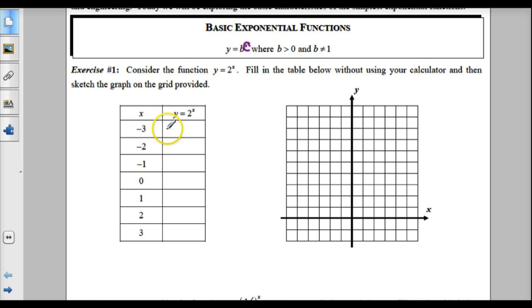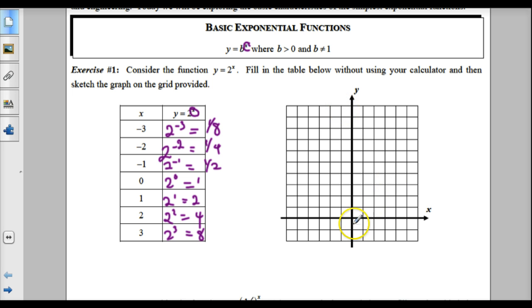So this first one is 2 to the negative 3, which is 1 over 8. This becomes 2 to the negative 2, which is 1 over 4. 2 to the negative 1 is a half. Then we have 2 to the 0, which is 1. 2 to the first is 2. 2 to the second is 4, and 2 to the third is 8. So wherever I see this x in my exponent, I'm replacing it.